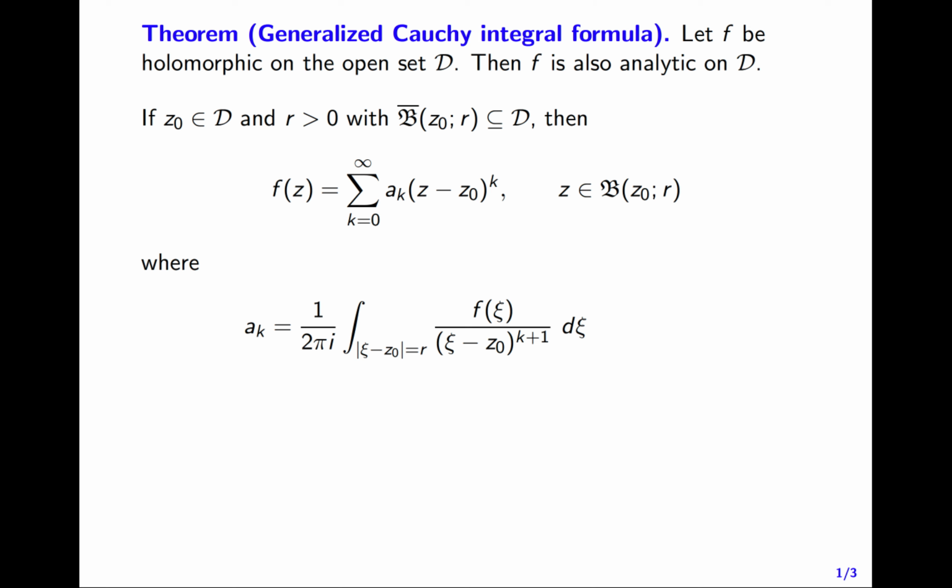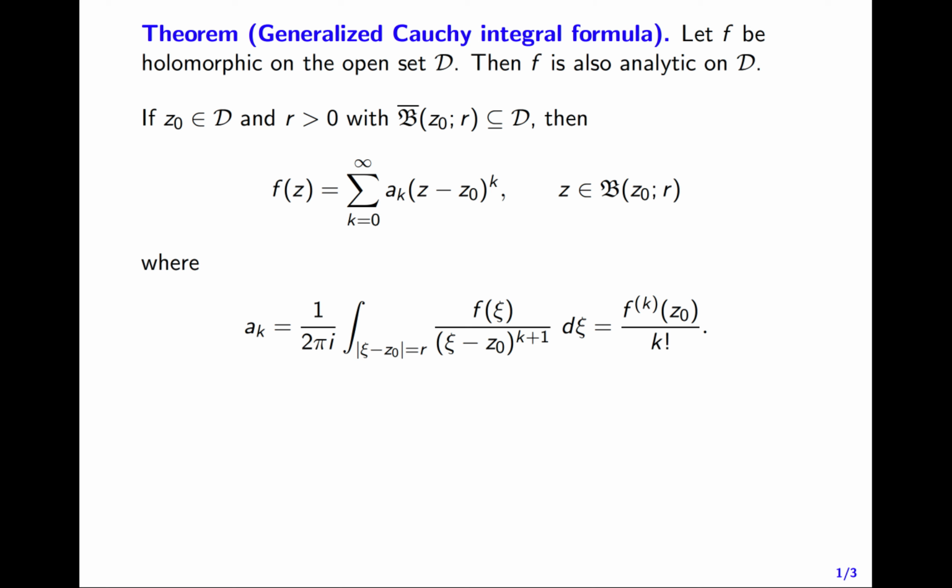Each ak is 1 divided by 2 pi i times the integral over the circle |ζ minus z0| equals r of f of ζ divided by (ζ minus z0) raised to the power k plus 1. And this, of course, is equal to the kth derivative of f evaluated at z0 divided by k factorial.